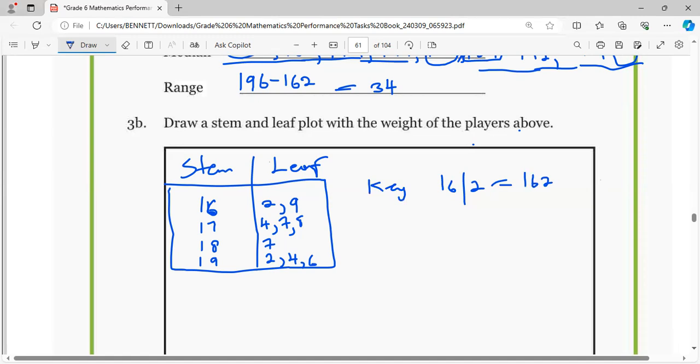My teacher said that under the stem you can have more than one digit because that would technically represent the tens. For instance, the 162. 16 tens is 160 plus 2 is 162. Yeah, that's correct. But on the leaf, you can only have a single digit number.